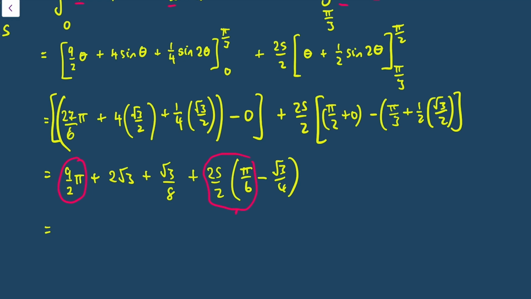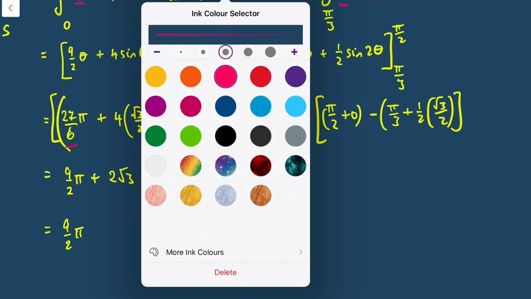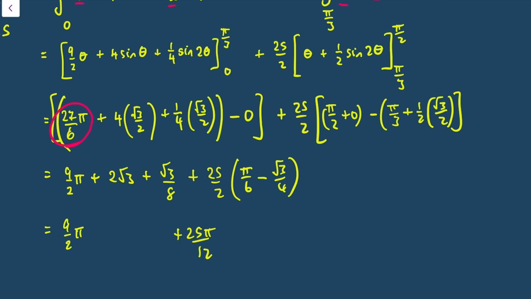Hang on a minute. Let me write this down. 9 over 2 pi, and that's 25 pi by 12. Just realized there is a little mistake here, and that actually if 9 by 2 and I sub in pi by 3 is obviously going to give me 9 pi by 6, which changes things slightly. That's 9 pi by 6.